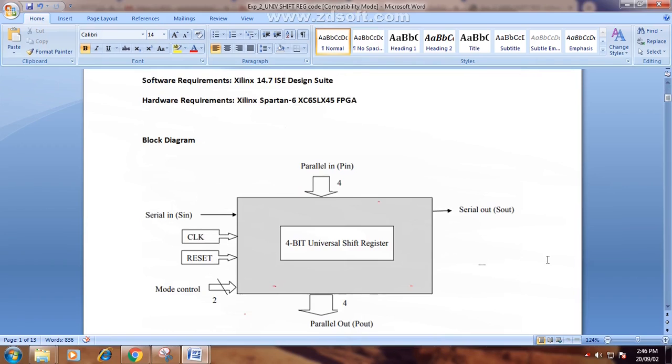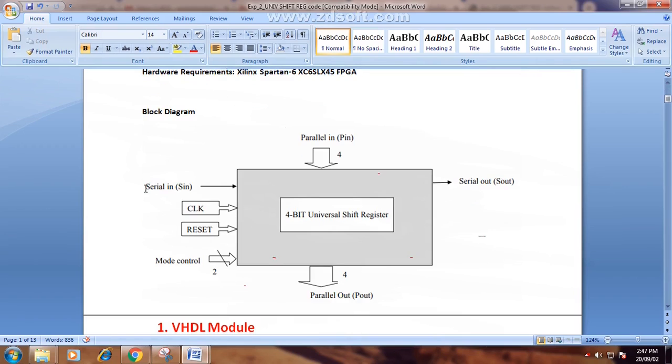Coming to the block diagram, as you can see, it has two data input pins. One is for serial in and another one is for parallel in. For parallel input and parallel output, 4-bit data is considered here. In addition to these two data input pins, it also has two more inputs for clock and reset, and to control the mode amongst these four modes we have a 2-bit mode control input. For serial out, there is one data output pin, and another data output pin is for the parallel out. So this is the block diagram of the universal shift register.